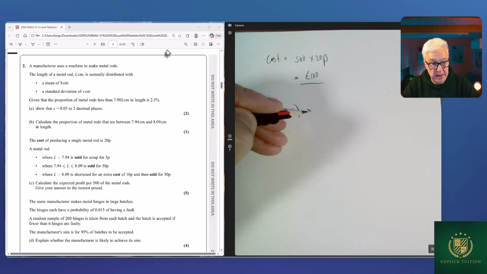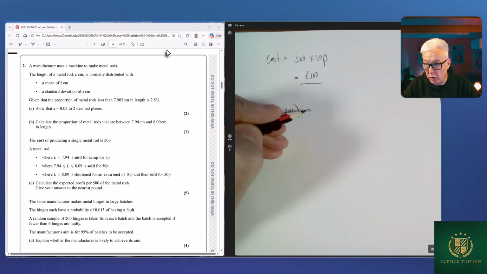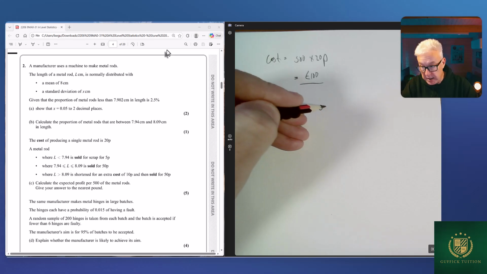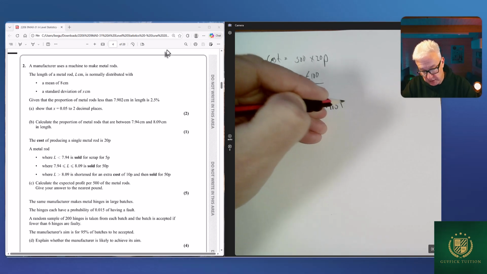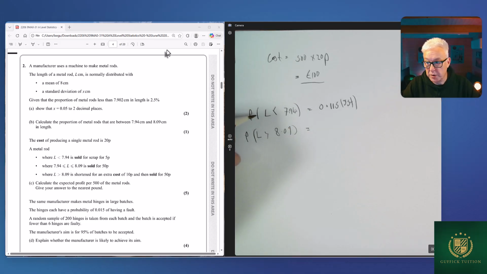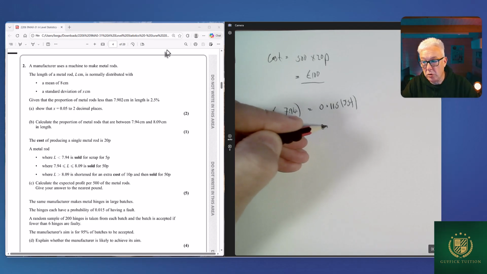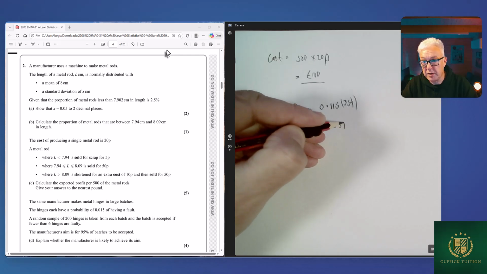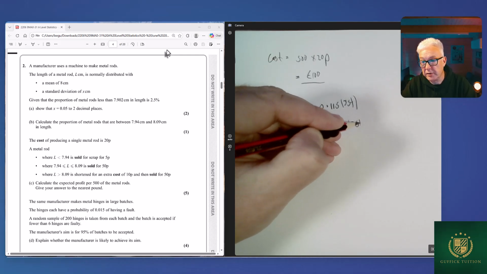Well, the probability that it is less than 7.94, because remember I now know my mean and my standard deviation, is 0.115 to 3 significant figures. And then the probability that the length is greater than 8.09, where I also know my mean and standard deviation for this one, is going to be 0.0359 to 3 significant figures.